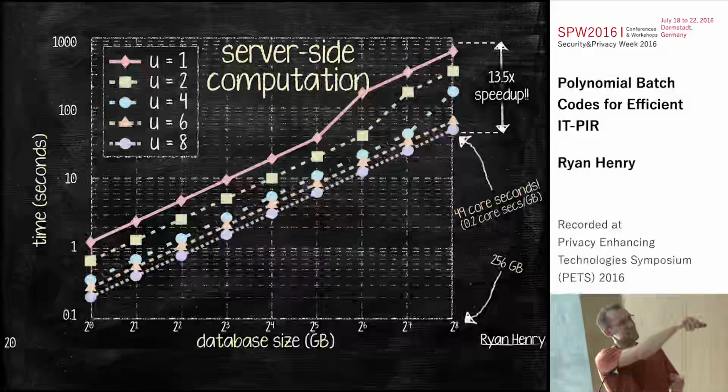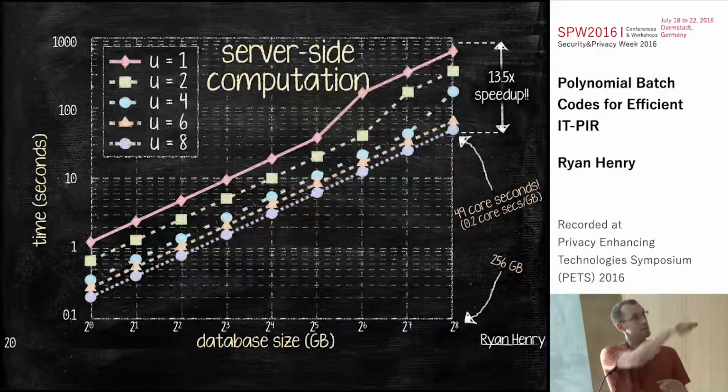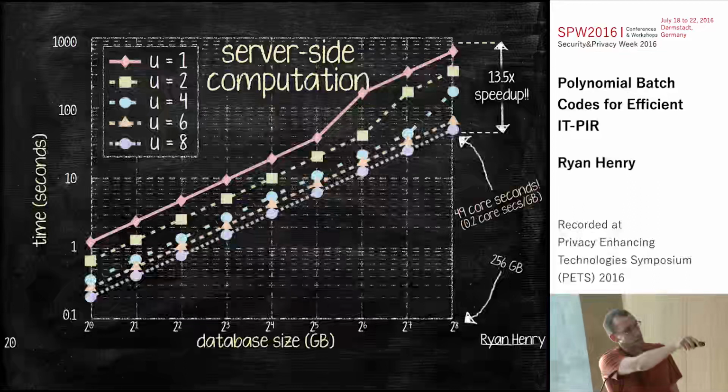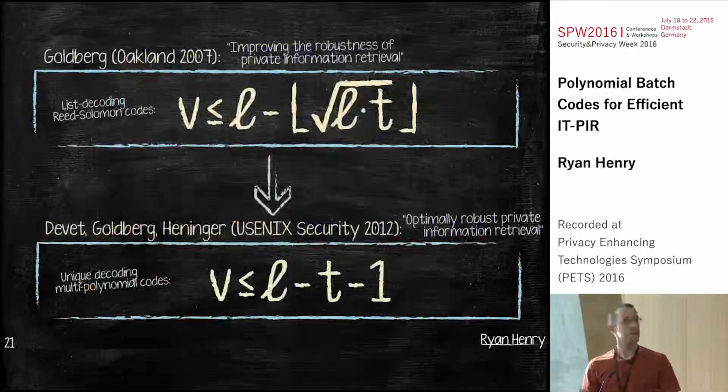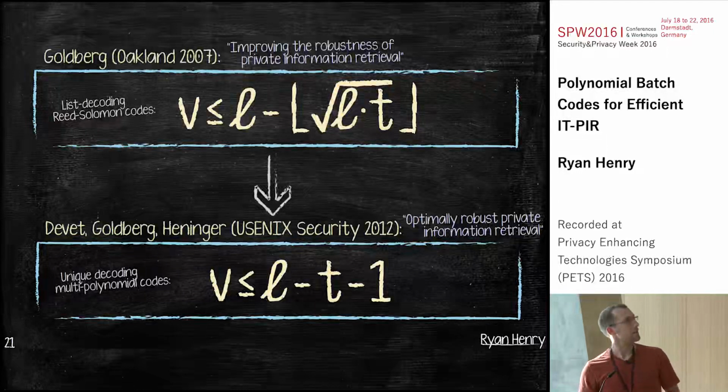So in this case, everything fits in RAM, but here everything doesn't fit in RAM, and you end up getting some latency. So things are quite a bit faster. The upshot of this is that it takes about 0.2 core seconds per gigabyte to process this database. If you have 16 cores, divide that number by 16. Things are quite fast.